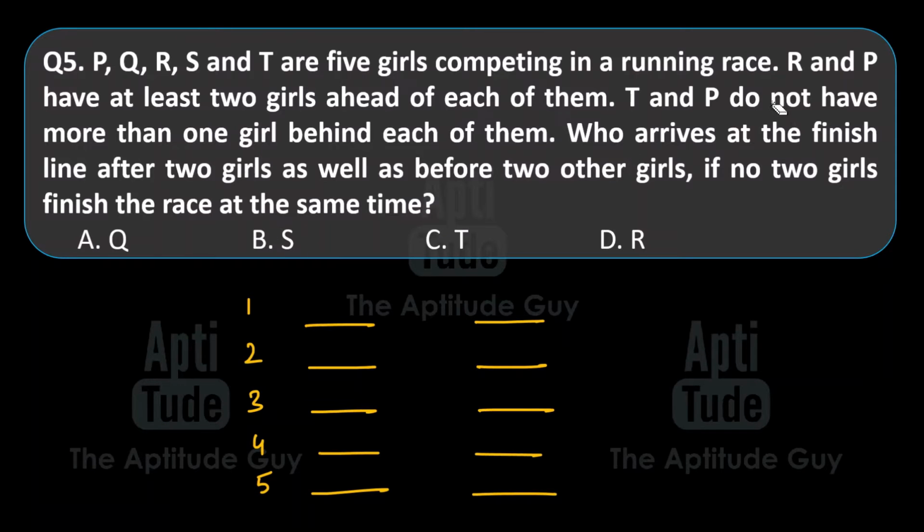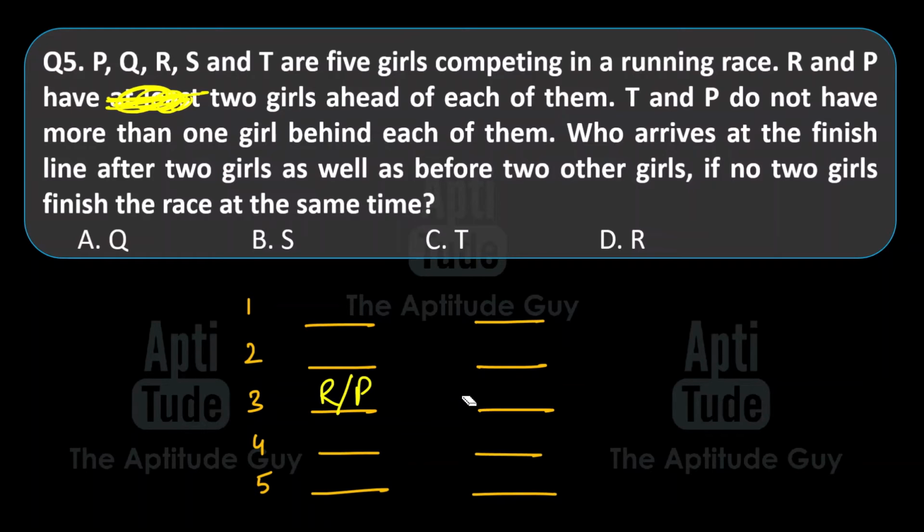Let's read the question now. R and P have at least 2 girls ahead of each of them. Now, many students tell me that whenever the question says at least or at most, that is when their brain shuts down. Now, if at all you have the same issue, let me tell you how to read this line. First of all, read the same line without the at least part. Suppose this at least is not there. What does the sentence say now? R and P have 2 girls ahead of each of them. Now, if there are 2 girls ahead of them, then what is their position? If there are 2 girls ahead of them, their position is the third one. R or P are here.